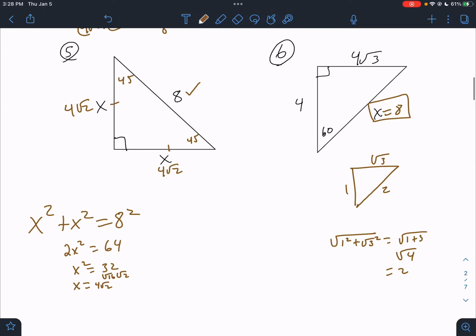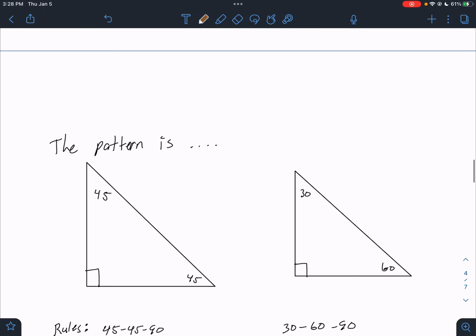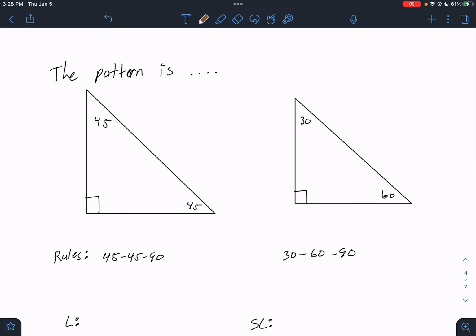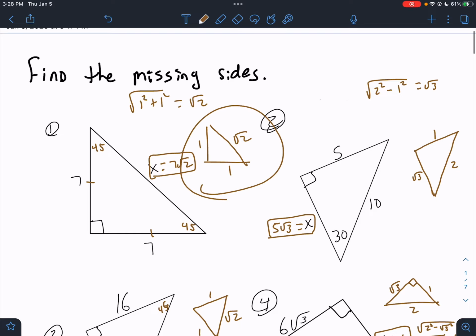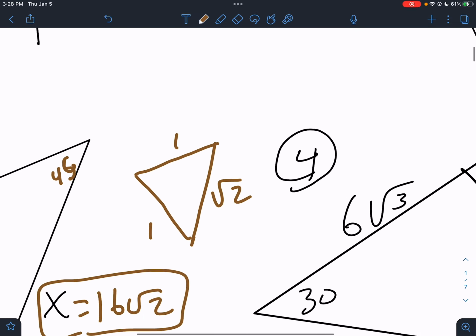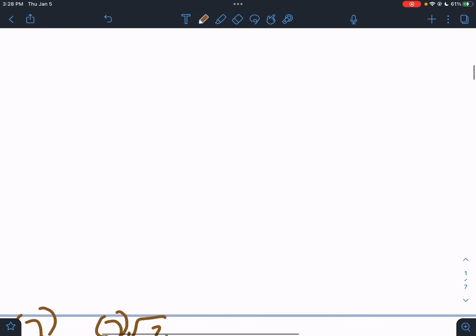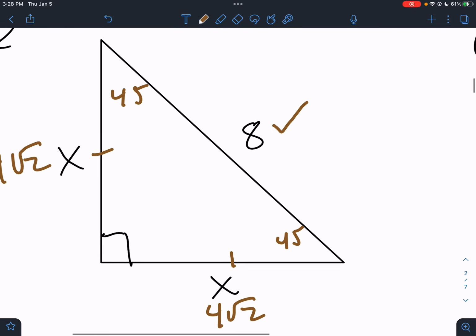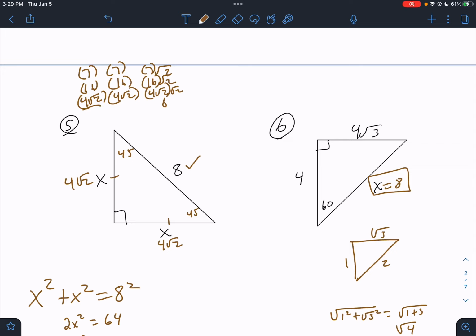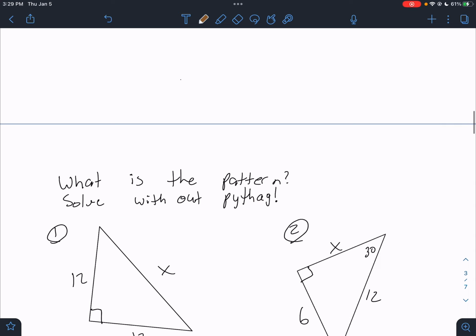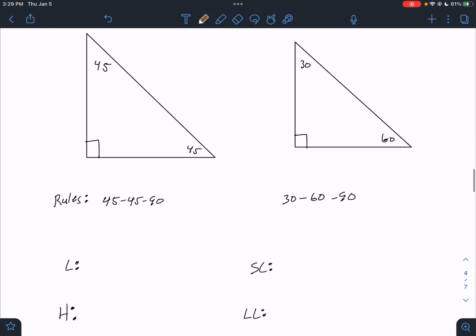Something I need you to understand is that every single 45, 45, 90 is going to reduce to the same thing. Look at these 45, 45, 90s. What did this reduce to? 1, 1 root 2. I didn't actually do it, but this one also reduces to 1, 1 root 2, I promise. 4 root 2, 4 root 2, 4 root 2, root 2 reduces to 1, 1 root 2. Every single one of them reduces to this.